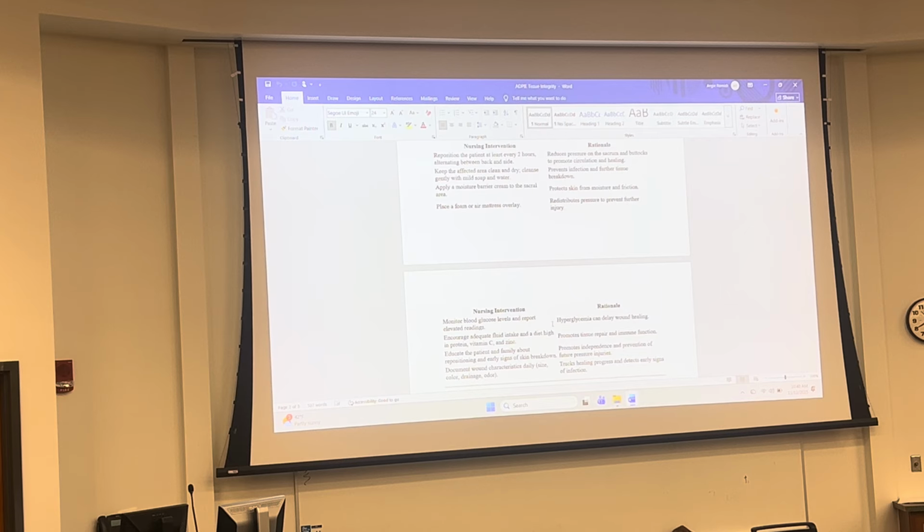Reposition the patient at least every 2 hours, alternating between back and side. This will reduce pressure on the sacrum and buttocks to promote circulation and healing. Keep the affected area clean and dry. Cleanse gently with mild soap and water to prevent infection and further tissue breakdown. Apply a moisture barrier cream to the sacral area to protect the skin from moisture and friction.